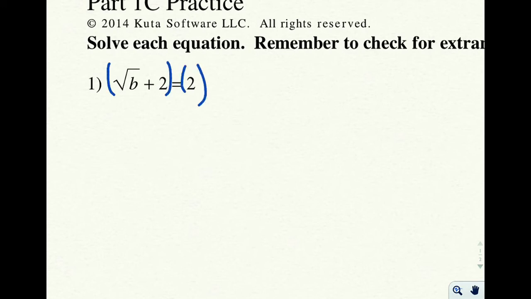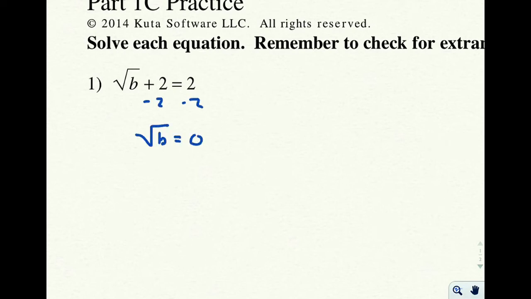Now the problem with that is if we do that, we're going to end up having to FOIL, and if we FOIL, we're actually going to end up still having square roots, so that's not really going to solve our problem. So before we can do that, we need to get the square root alone on a single side, so that way we don't have any of that foiling. So in this case here, we have a 2 on this side. We're going to subtract 2 from both sides, and we end up with square root of b equals 0.